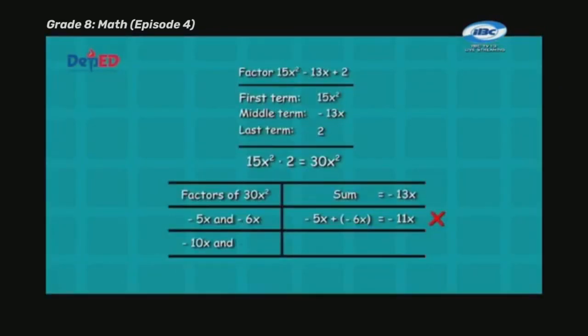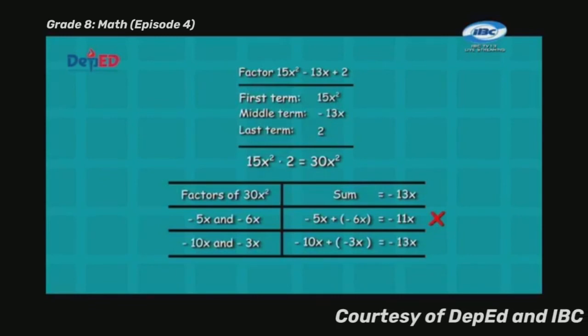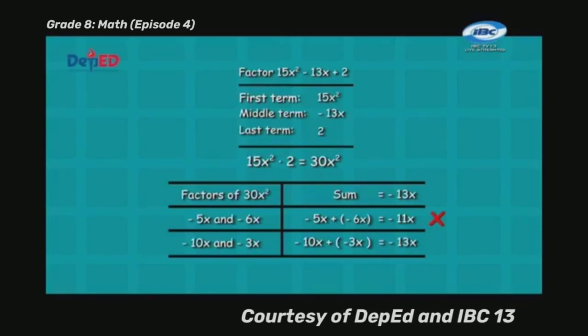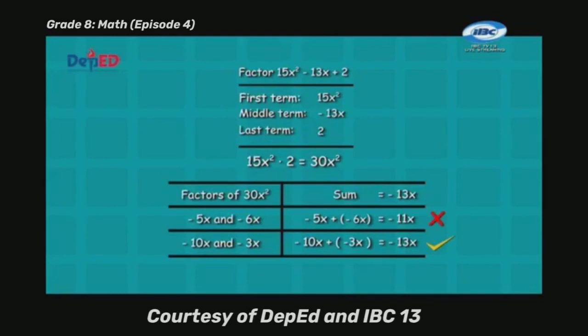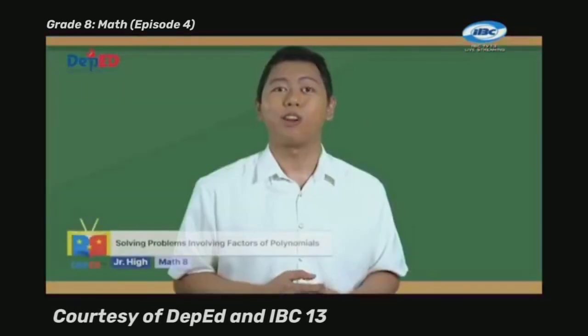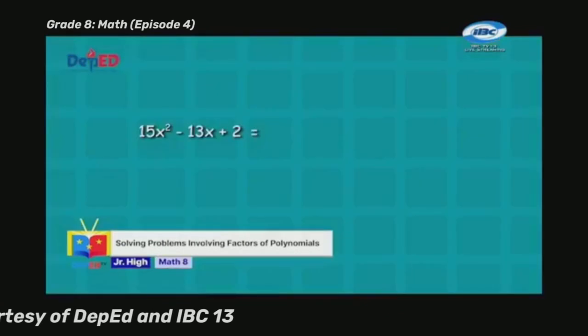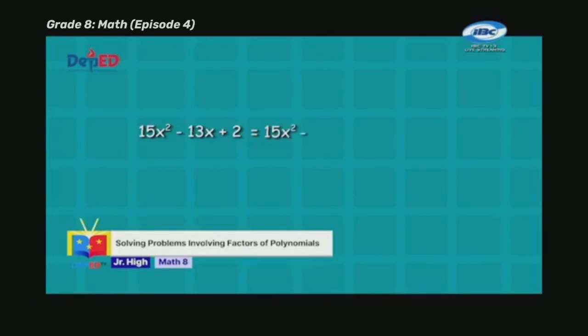Can you think of other factors of 30x squared? Let us have negative 10x and negative 3x. Can you add these two expressions? Their sum is negative 13x. It means that we got the correct factors. Now, let us rewrite the given polynomial with the first and the last term together with the factors we acquired: 15x squared minus 10x minus 3x, since the factors are both negative, plus 2.